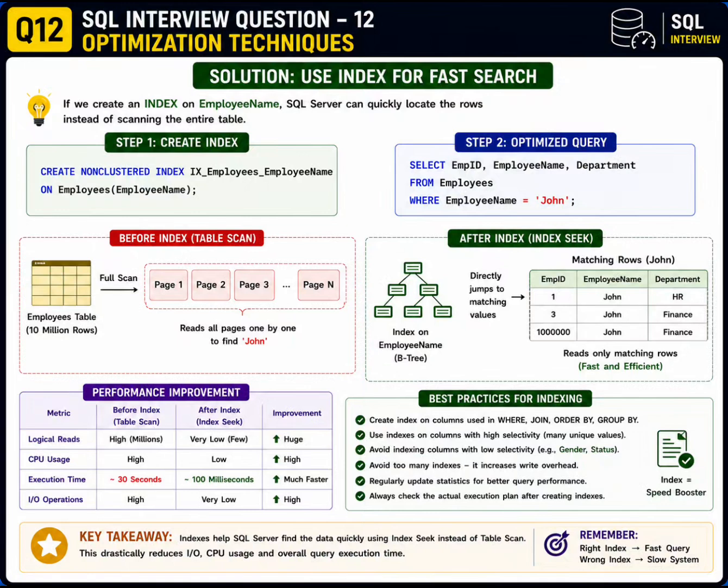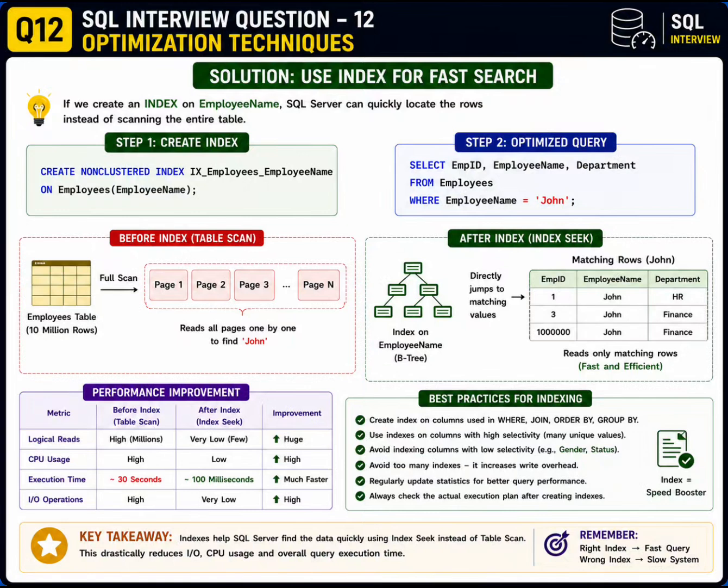So create a non-clustered index. For that we have some syntax. You can see the index here. Now SQL Server creates a structure that helps locate employee name values quickly. Think of it like a book index. Without an index you read the entire book, right? With an index you jump directly to the particular page which you want.